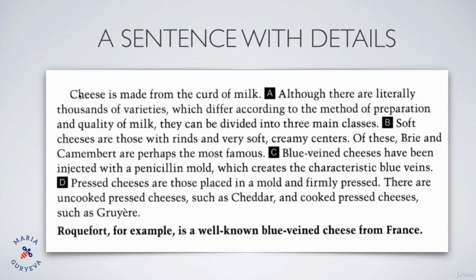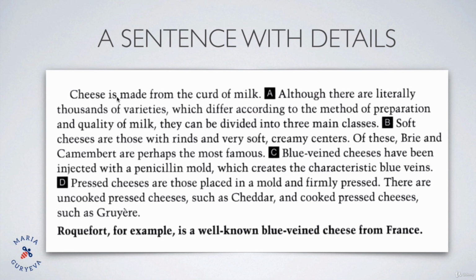Okay, so let's read. Cheese is made from the curd of milk. Although there are literally thousands of varieties which differ according to the method of preparation and quality of milk, they can be divided into 3 main classes. Soft cheeses are those with rinds and very soft, creamy centers. Of these, Brie and Camembert are perhaps the most famous. Blue vein cheeses have been injected with a penicillin mold, which creates the characteristic blue veins. Pressed cheeses are those placed in a mold and firmly pressed. There are uncooked pressed cheeses, such as cheddar, and cooked pressed cheeses, such as Gruyere.